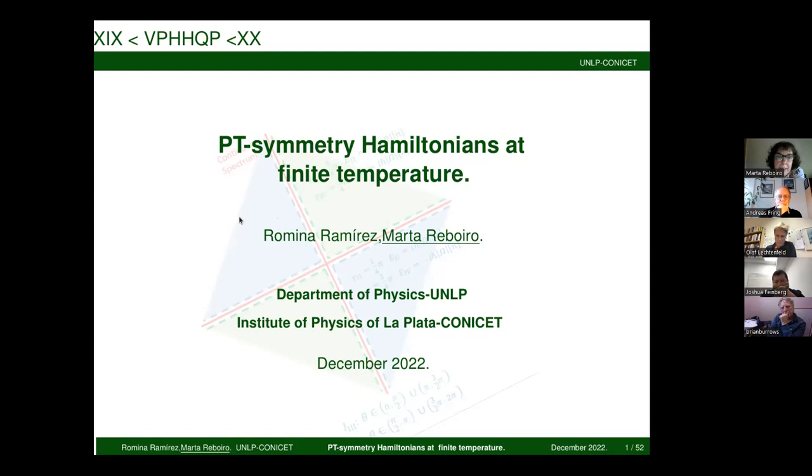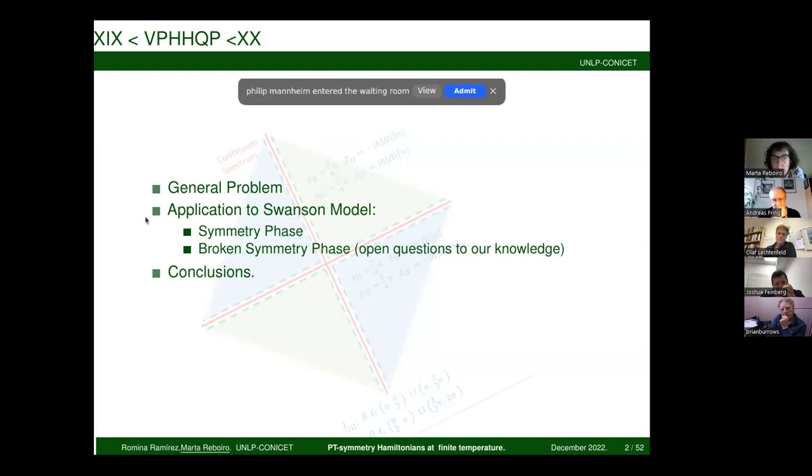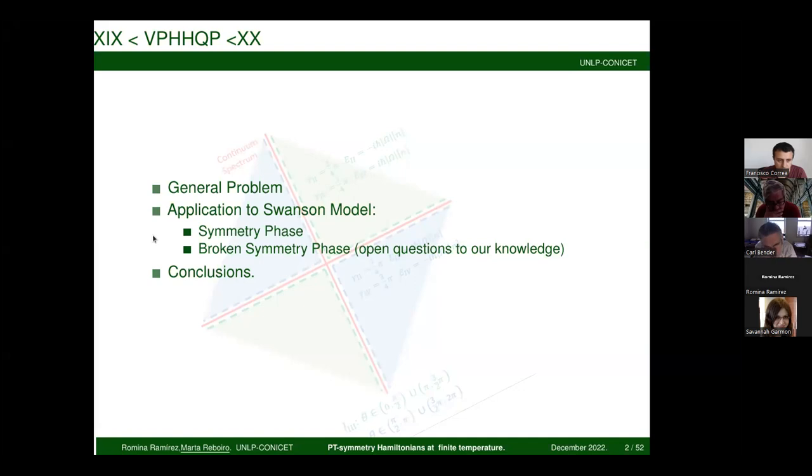Let us start by proposing what we shall do along the talk. First, I shall present the general problem, and then we shall make some application to the Swanson model, because though it is one of the simplest to treat mathematically, it still has rich physics. Then we shall draw some conclusions.